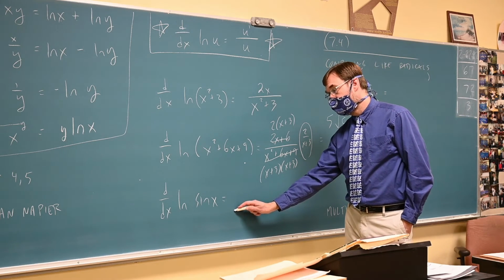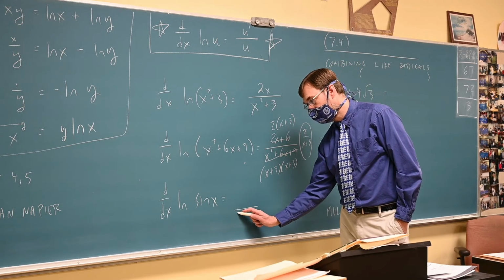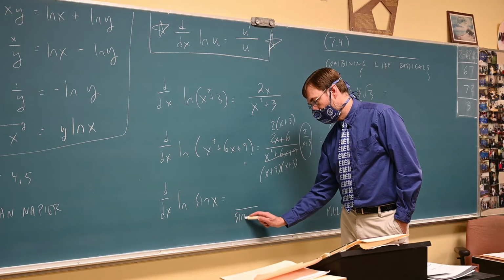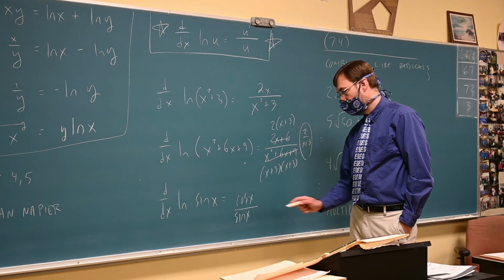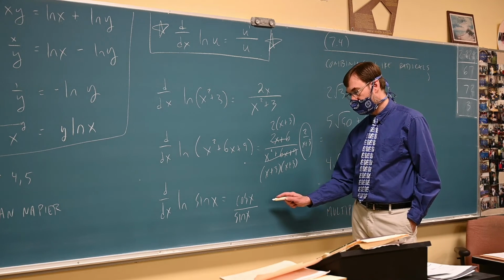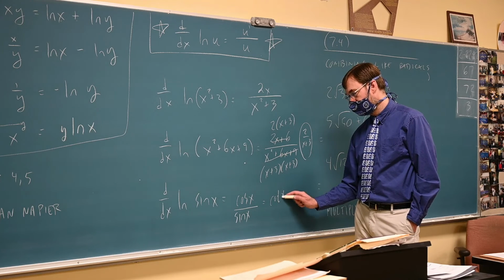This one, I see derivative, I see logarithm, I just write fraction bar out of instinct. Bottom, sine X. And then is the derivative of sine negative or positive cosine? It is positive cosine. And then your trig spidey senses should be tingling. That is cotangent x.